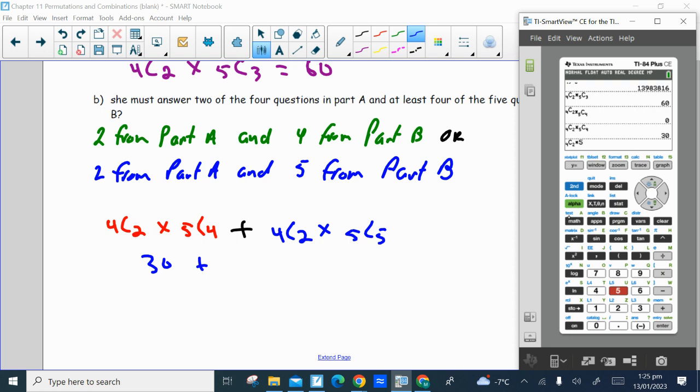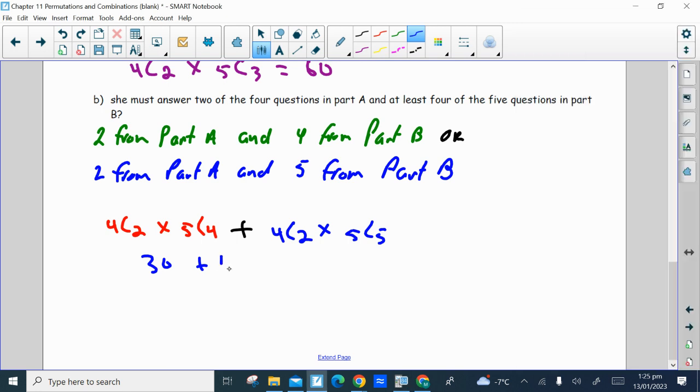And like I said, 5C5 is actually 1. So you're multiplying 4C2, which is 6, times 1, that gives you 6. And a total of 36 different ways that can happen.